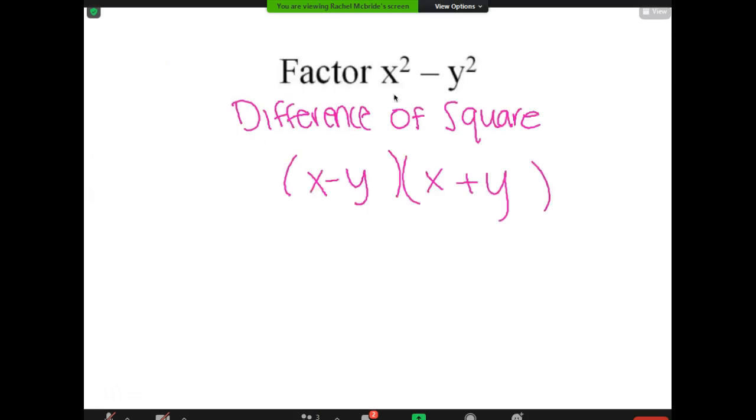The second problem, you're factoring it. To factor that, you're using the technique called a difference of squares. A difference of squares says you have a perfect square minus a perfect square, and that factors as (x minus y)(x plus y).